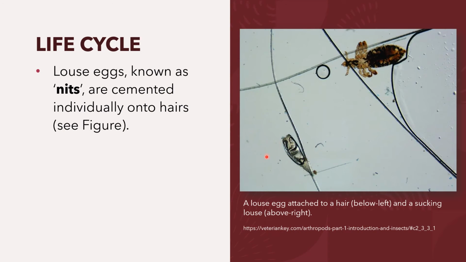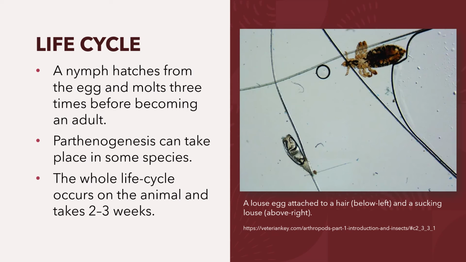For the life cycle, the lice have a hemimetabolous or incomplete type of life cycle, comprising the adults, male and female, the eggs, and 3 nymphal stages: nymphal stage 1, 2, and 3. The louse eggs are also known as nits, and in this figure it is cemented individually onto hairs. A nymph hatches from the egg and molts 3 times before becoming an adult. So we have here nymphal stage 1, 2, and 3, then the adult.